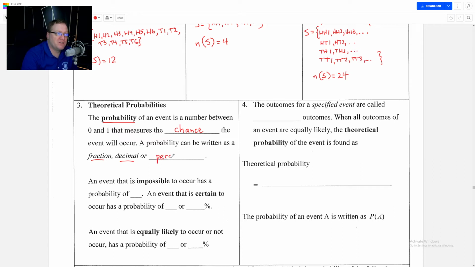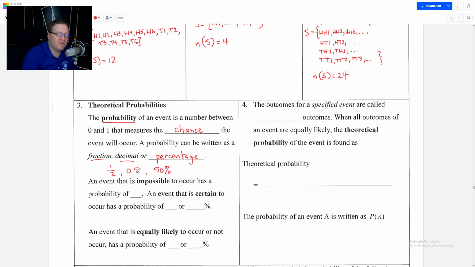So sometimes you might see a fraction. They might say the probability is 1/2. Or maybe they will change it to a decimal. They'll say, oh, the probability is 0.5. Or sometimes you will see it as a percentage, which would be 50%.